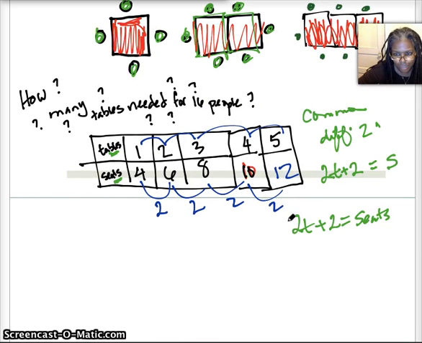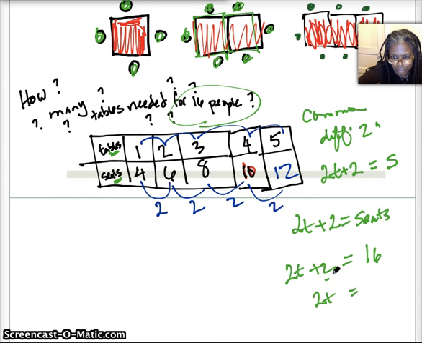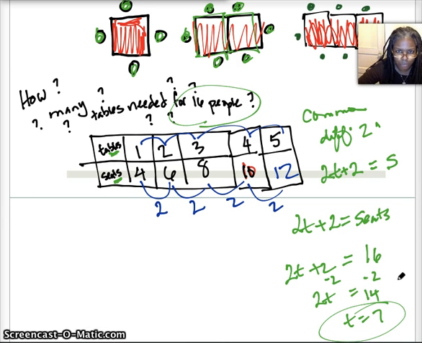So I'm going to use my equation to solve this problem. So how many tables would be needed for 16 people? 16 people means 16 seats. So I've got 16 is equal to 2t plus 2. And with a little bit of algebraic manipulation, I'm subtracting 2 on both sides, doing my thing, I get that t is equal to 7. So I need 7 tables.